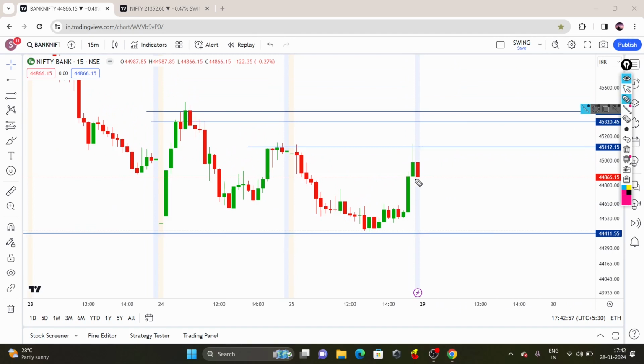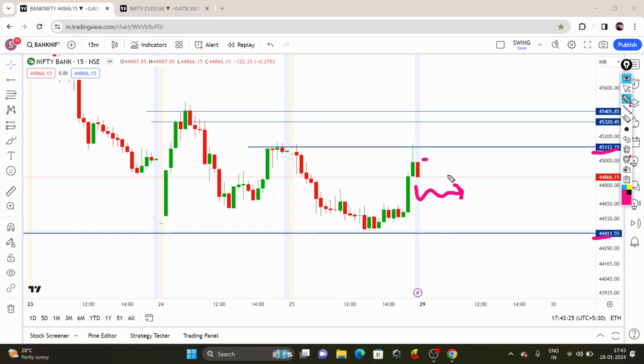What if Bank Nifty makes a positive open or flat open around 45,000 level? If Bank Nifty stays inside the 45,112 to 44,411 range of around 500 points, we need to consider it a sideways to volatile momentum. So this is the range where I am planning for a sideways to volatile momentum.